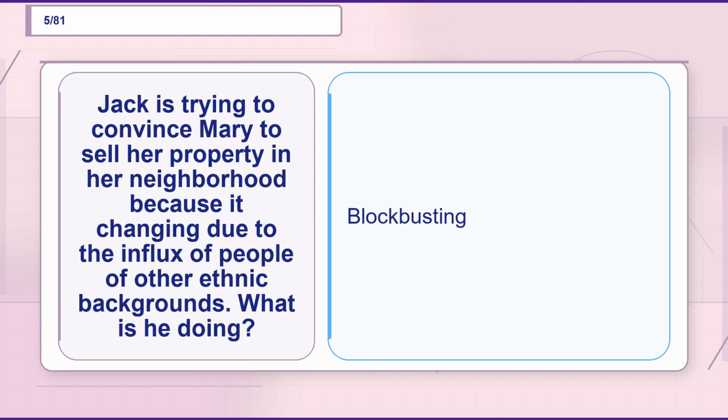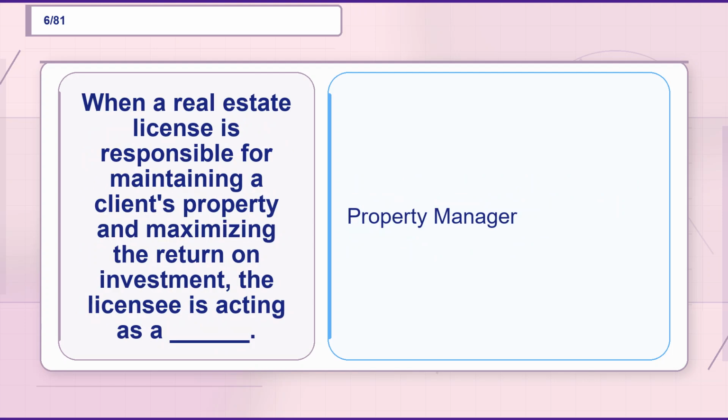Flashcard 5. Term. Jack is trying to convince Mary to sell her property in her neighborhood because it's changing due to the influx of people of other ethnic backgrounds. What is he doing? Definition. Blockbusting.